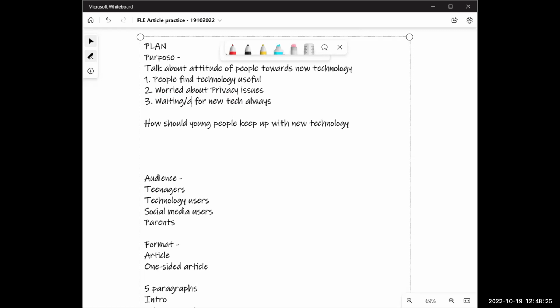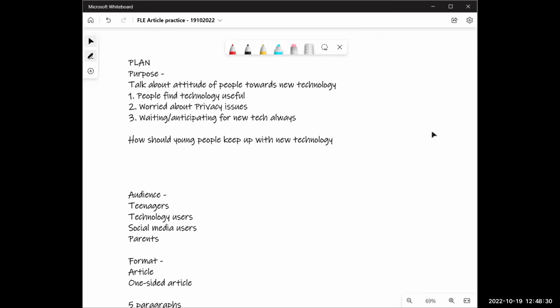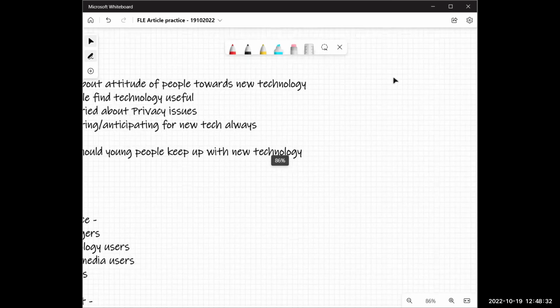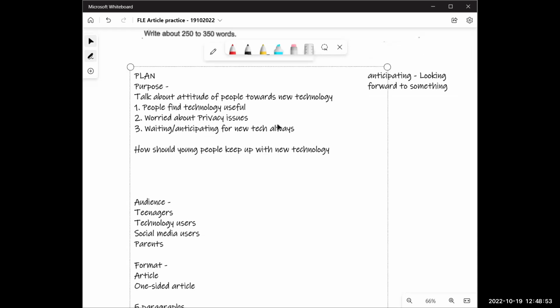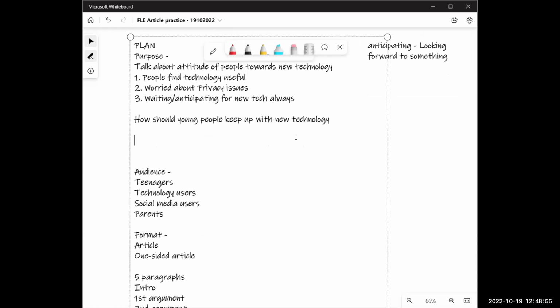What is the meaning of anticipating? Rachel: I don't know, sir. I'll tell you. Write it in your notebook. The meaning of anticipating is waiting, or looking forward to something. So they are always looking forward to new technology. Write it in your notebook.